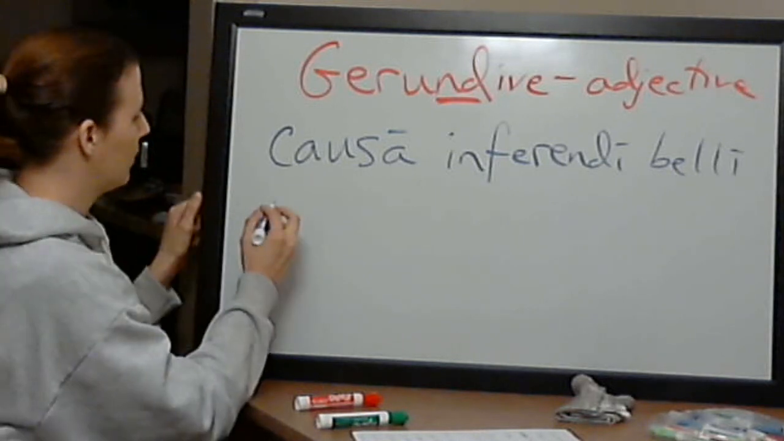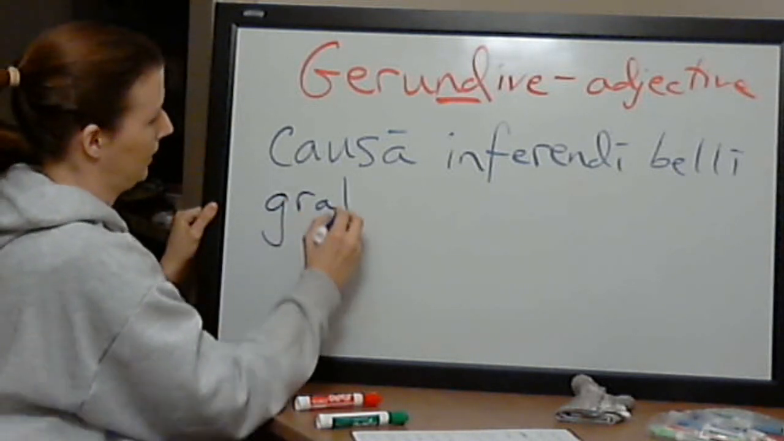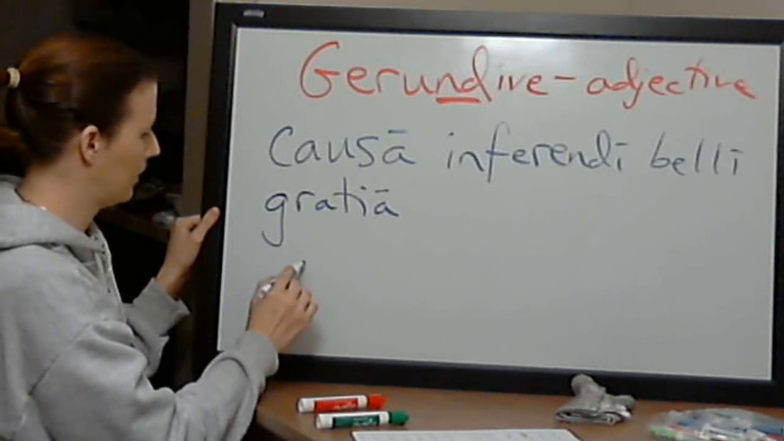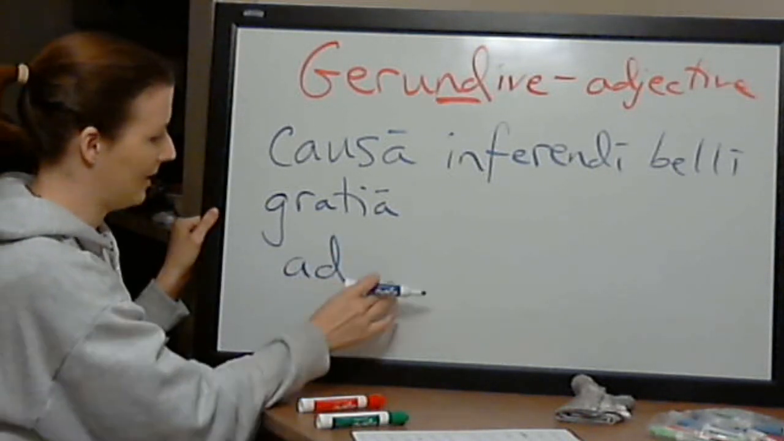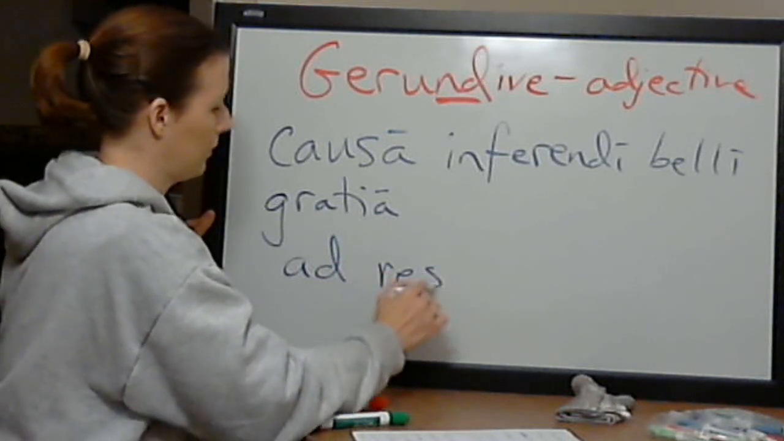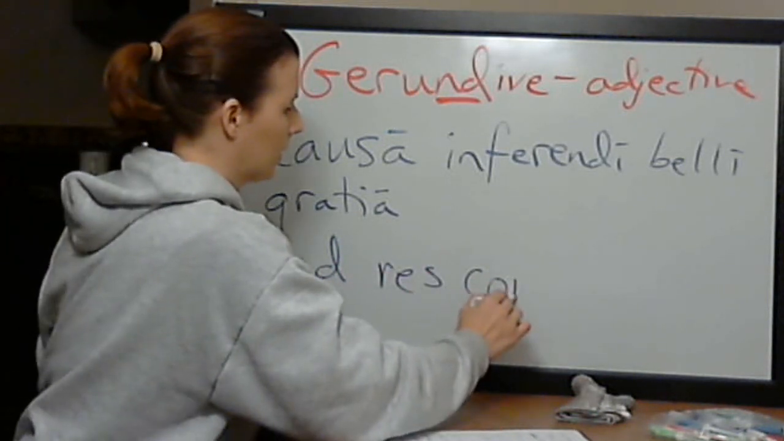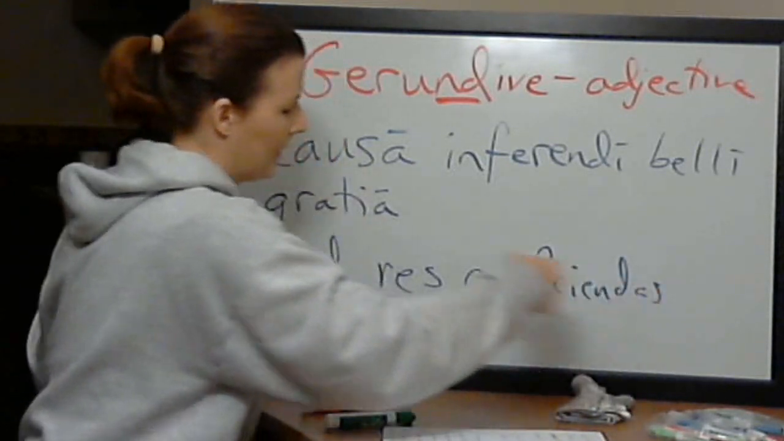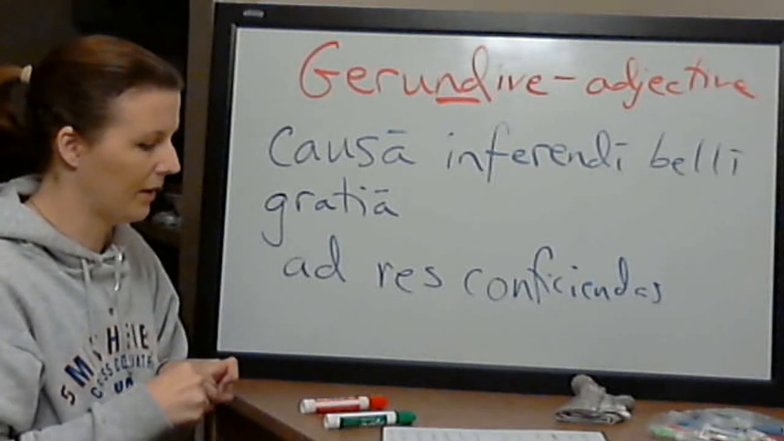You can do that with causa, you can also do that with gratia. So we'll see those constructions every so often. And then another one that shows cause that uses this is ad. And so we have, let's see, causa, gratia, and ad. That one came up a lot in Caesar Book 1.